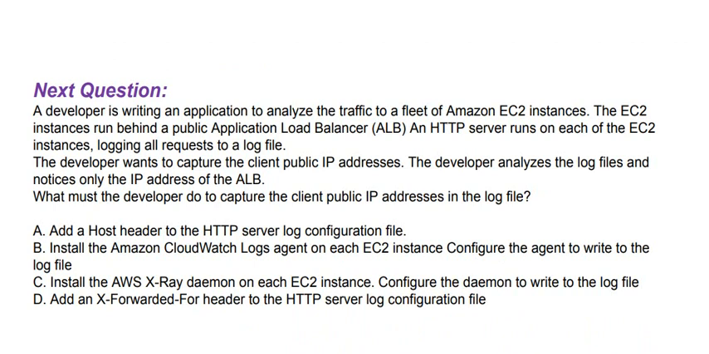Option A. Add a host header to the HTTP server log configuration file. Option B. Install the Amazon CloudWatch Logs agent on each EC2 instance. Configure the agent to write to the log file. Option C. Install the AWS X-Ray daemon on each EC2 instance. Configure the daemon to write to the log file. Add an X-Forwarded-For header to the HTTP. And option D. Add an X-Forwarded-For header to the HTTP server log configuration file. The correct answer is option D.